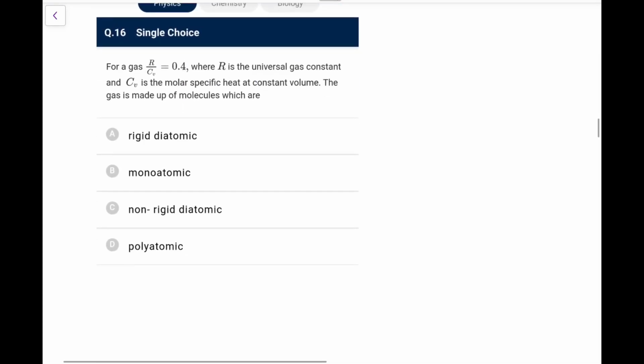Next one. For a gas, R by CV is 0.4. That means CV is R upon 0.4, or you can say CV is 5R by 2. Okay. And CV is the molar specific heat. This is for diatomic molecules, and that is for rigid diatomic, not the non-rigid. For the non-rigid diatomic, you can have 7R by 2. So we'll go for option A.